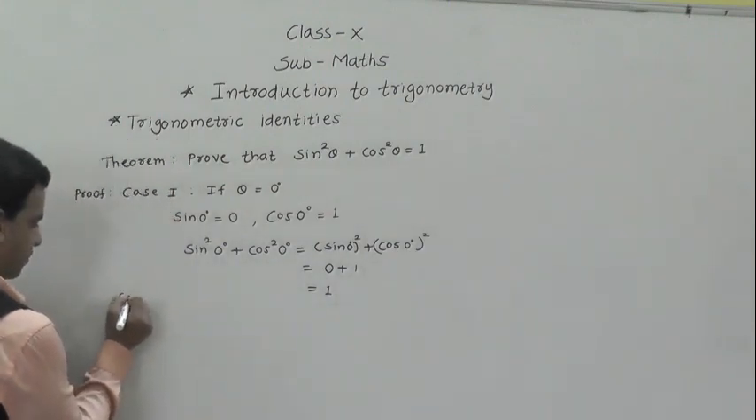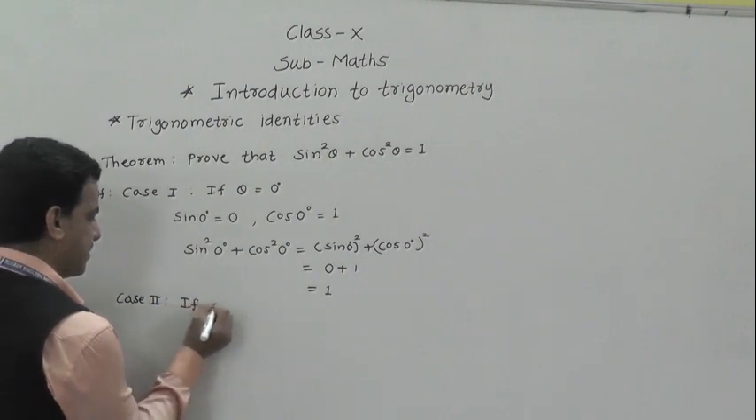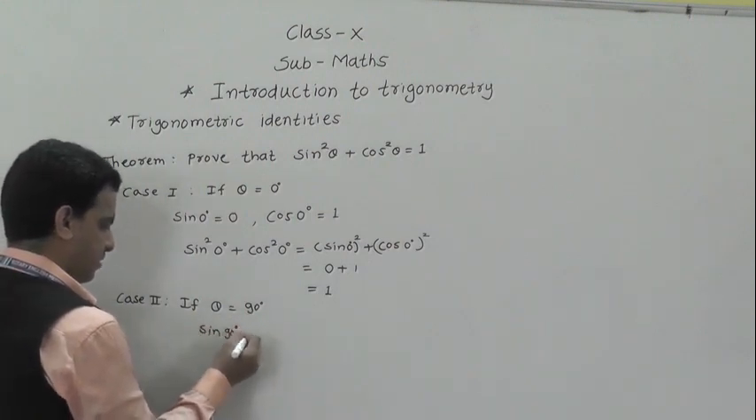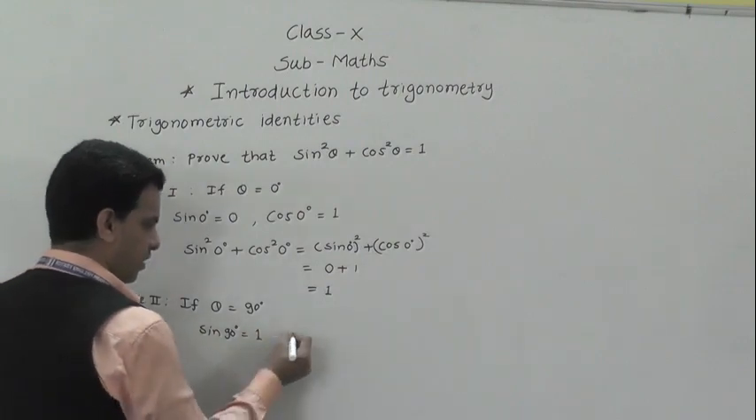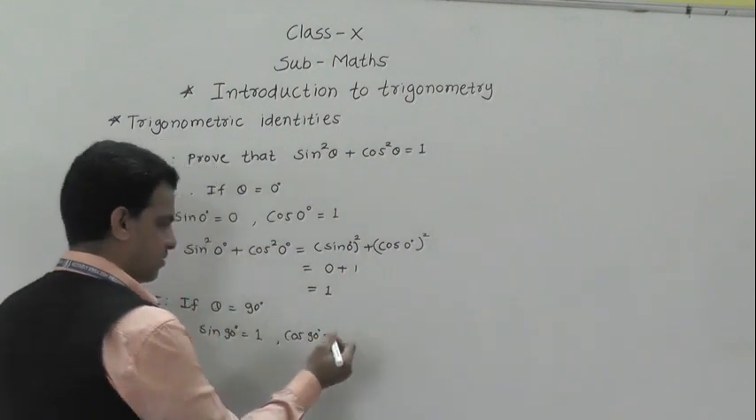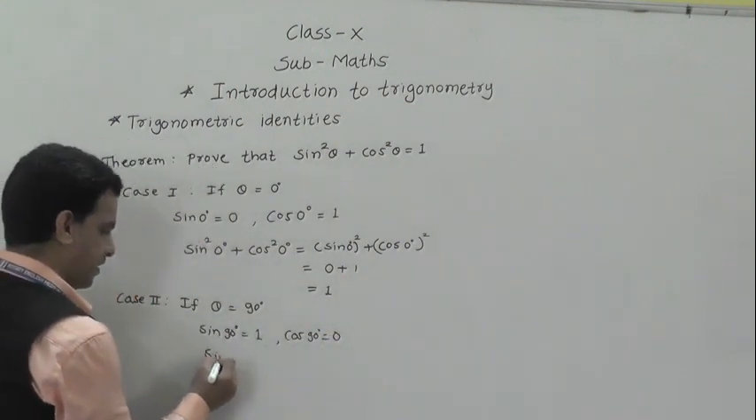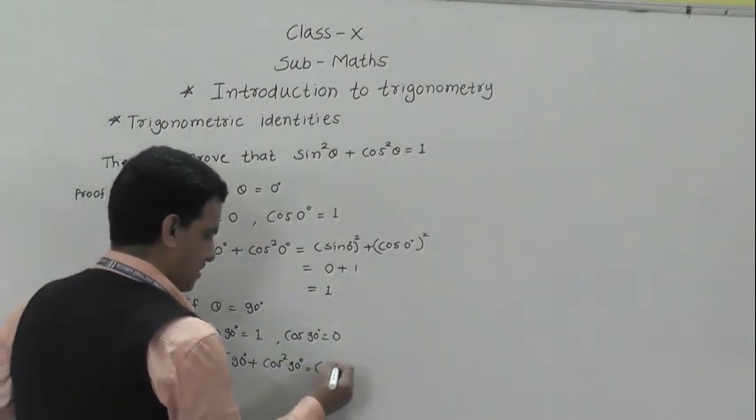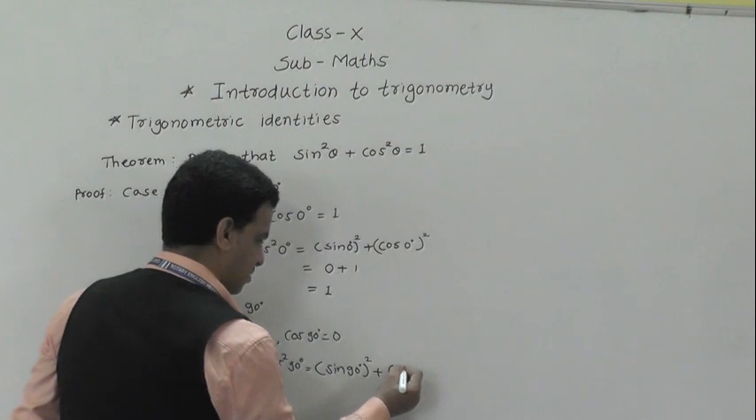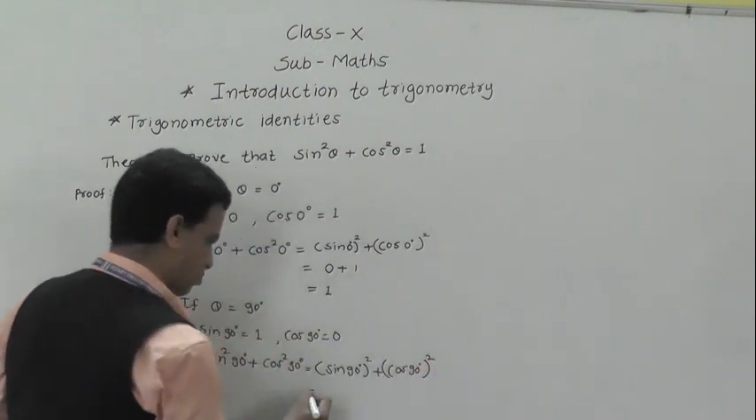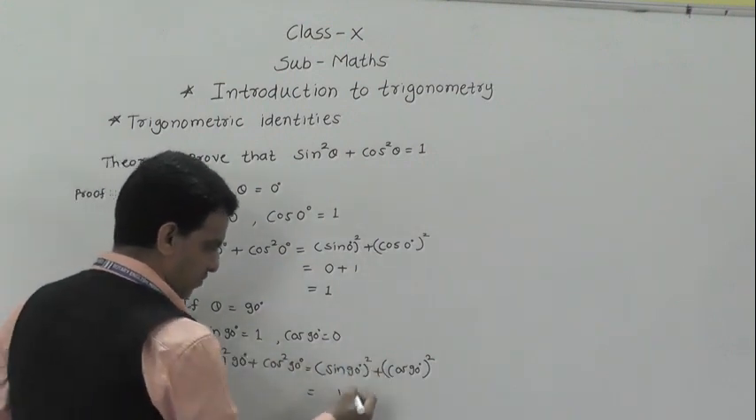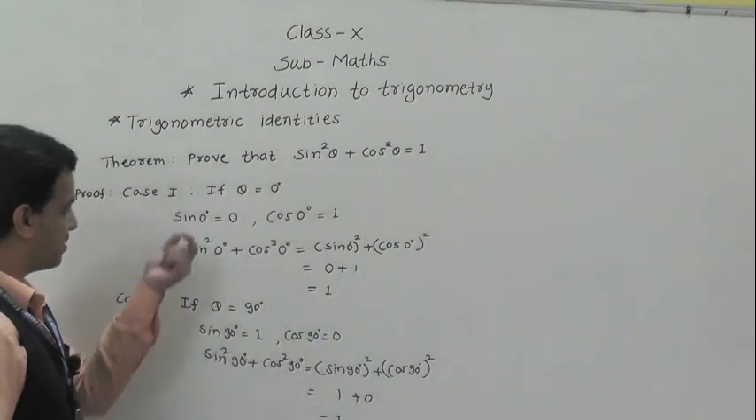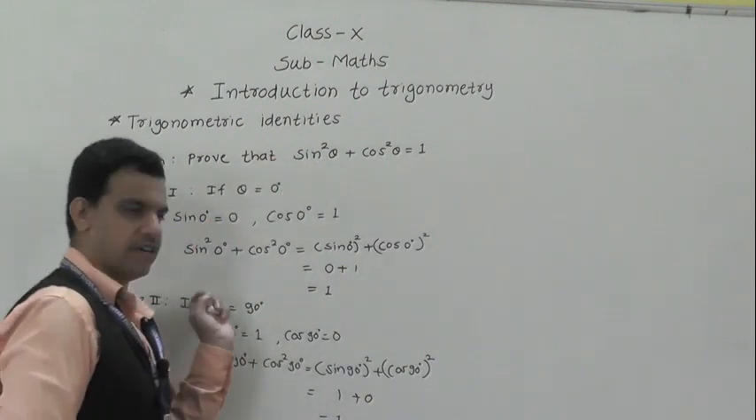Now case second, if theta is equal to 90 degree. Now if theta is 90 degree, sine 90 degree has value 1 and cos 90 degree has value 0. So sine square 90 degree plus cos square 90 degree is equal to sine 90 degree bracket square plus cos 90 degree bracket square. Sine 90 degree is 1, so 1 square is 1, plus cos 90 degree is 0. So 1 plus 0 is 1. So this identity is satisfied for theta equal to 90 degree also.